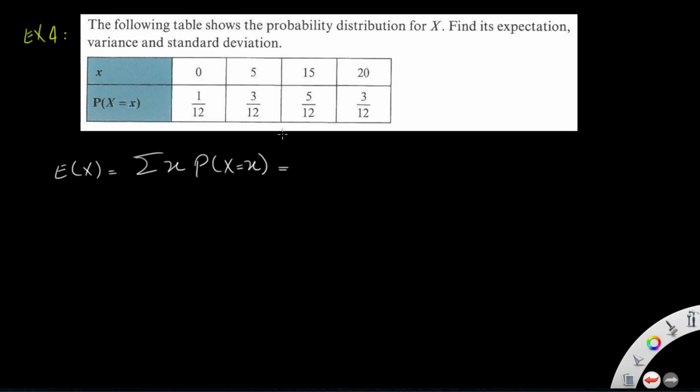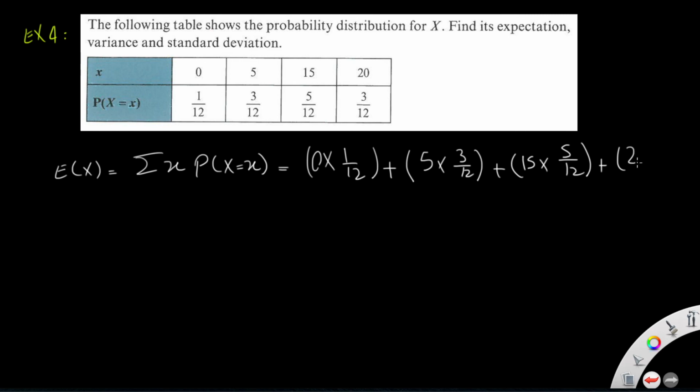Now, the first data is 0. Its probability is 1 over 12. Sigma means sum. Next data is 5 times 3 over 12. Next data is 15 times 5 over 12. And the last is 20 times 3 over 12, which will give you an answer of 12.5 as expectation.